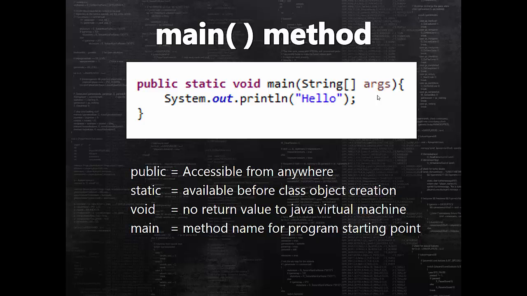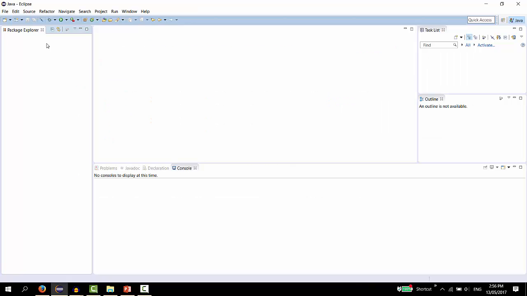Now you know what a main method is, what a class is, what an object is, what an instance is, and what a static method is. You will need all of this information when I show you how to write your first program in your very first project. So to start with our first project, open your Eclipse IDE.